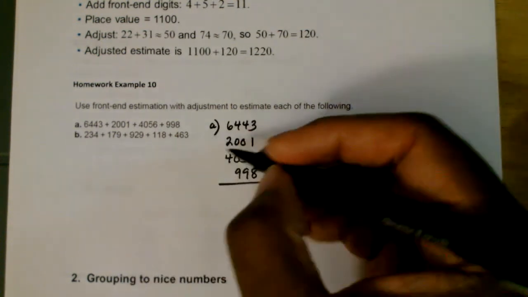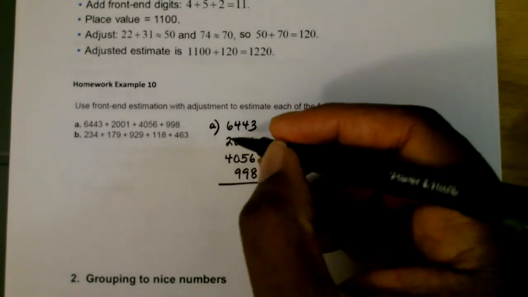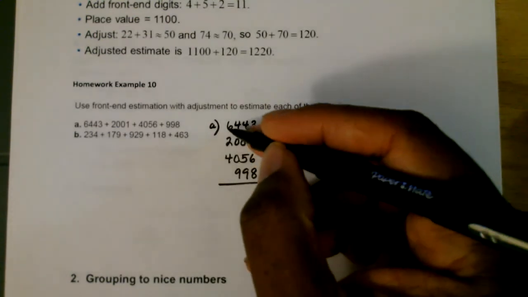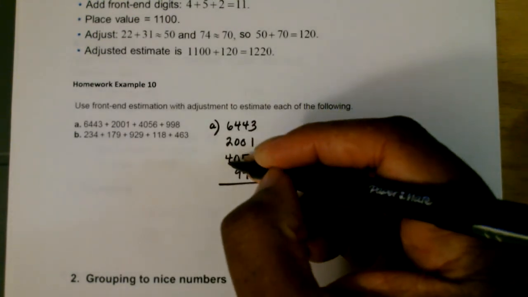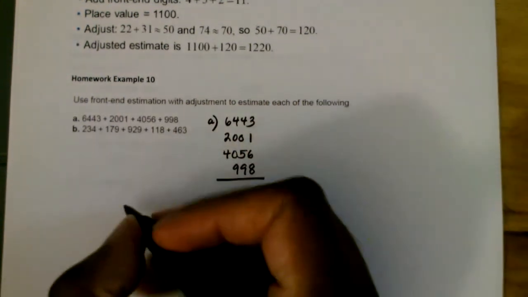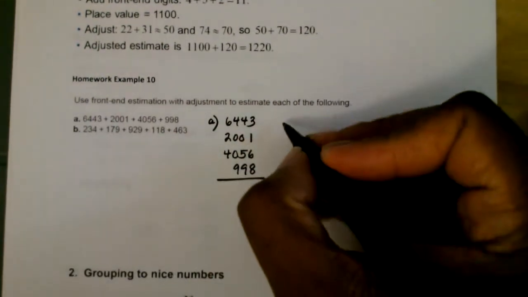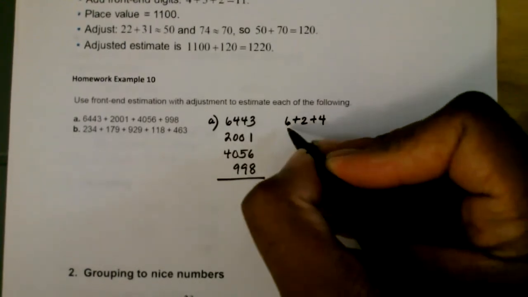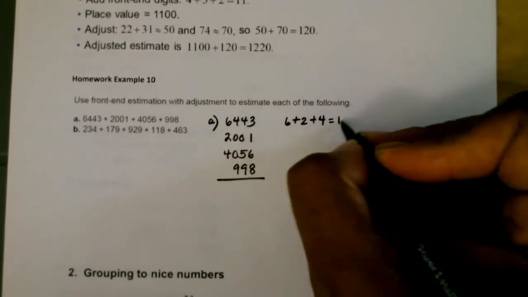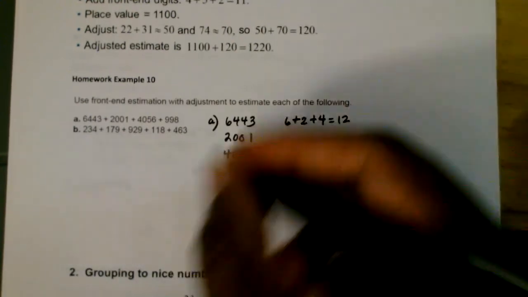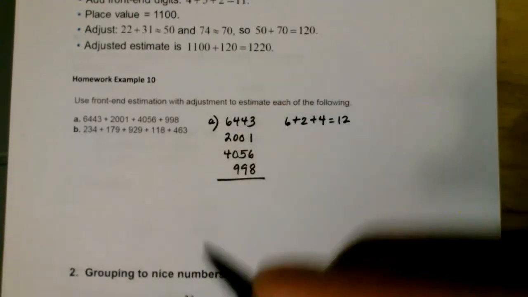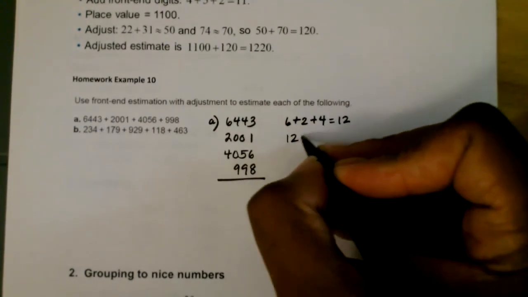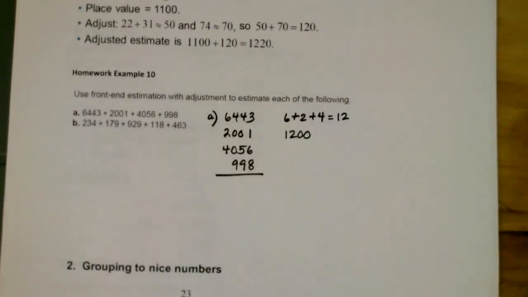Okay, so let's look at the front end estimation here. Just add the front end numbers, 6, 4, and 2. So in this case, it's 6 plus 2 plus 4. 6 plus 2 is 8, plus 4 is 12. And these digits are in the thousands place. So we know we got 1,200 for that place value.